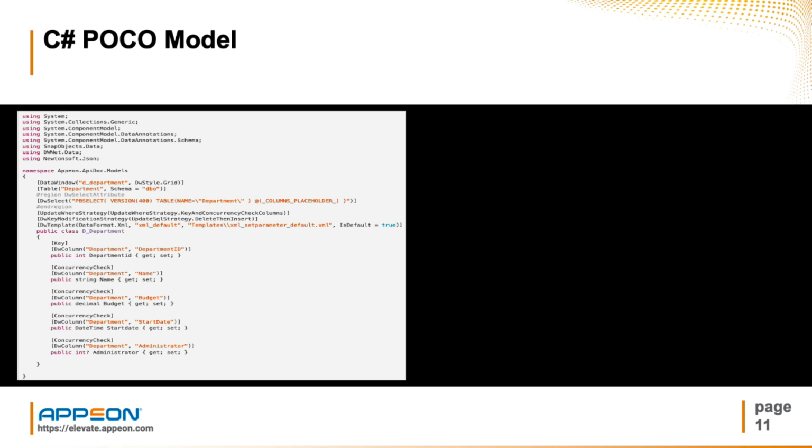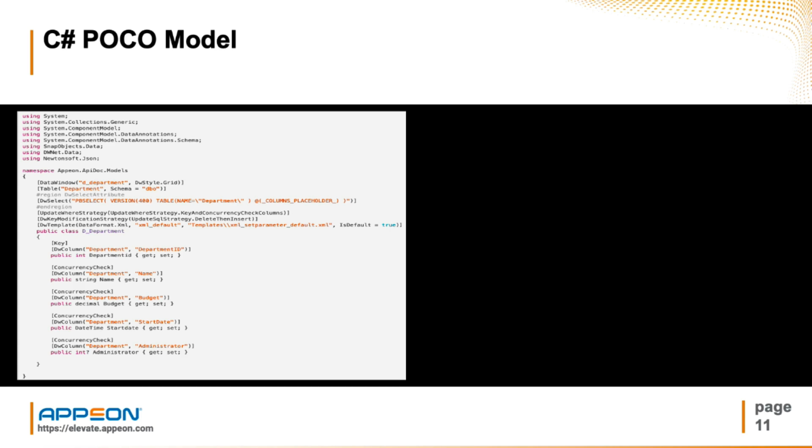Next, we can see the data window select, which in this case has a columns placeholder. That means that if I add or remove any columns from this object, it will automatically create the underlying SQL statements for me. We have the update strategy right there, which in this case would be key and concurrency check columns. And the key modification strategy is there too. So for example, the delete then insert is there.